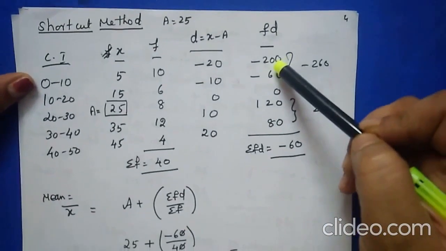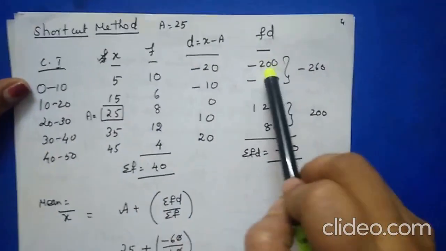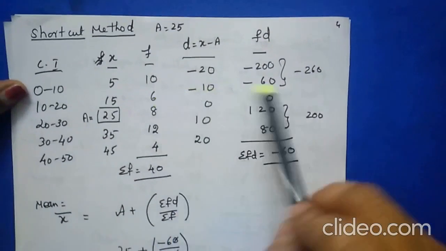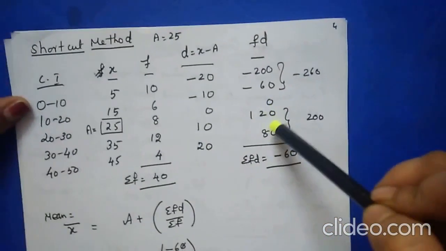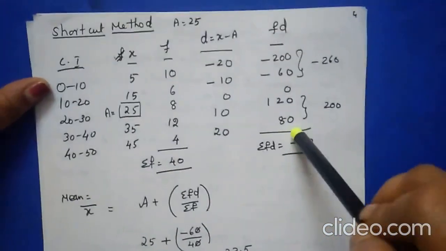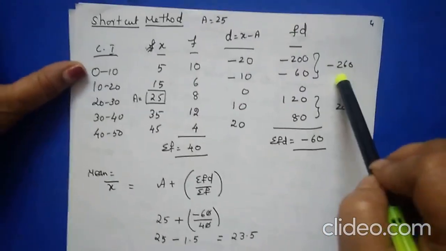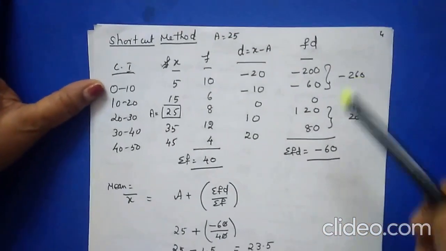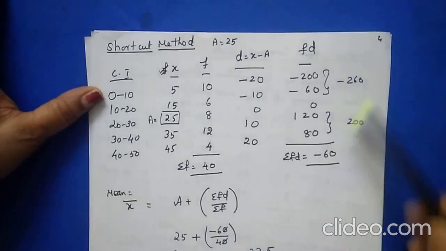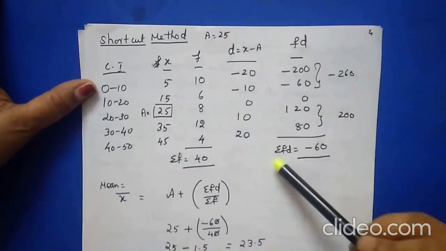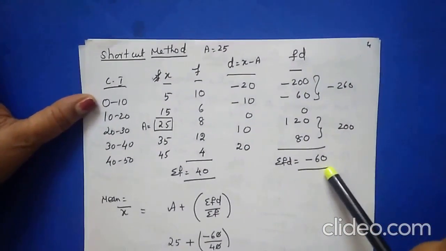Next you find fD. Minus 20 into 10 is minus 200. Minus 10 into 6 is minus 60. 0, 120, and 4 into 20 is 80. The negative column, add it separately: minus 260, and positive 200. So adding these, you are getting sigma of fD is equal to minus 60.